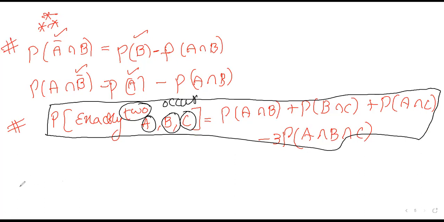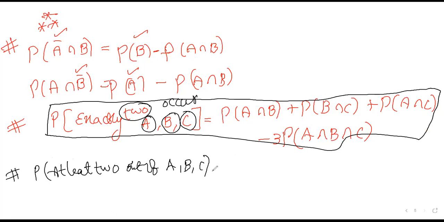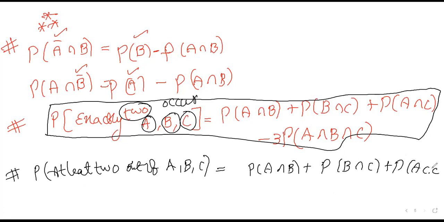Then at least two occur. Next is at least two occur. So that is P of at least two out of A, B, C. So that is P of A intersection B plus P of B intersection C plus P of A intersection C minus 2 times P of A intersection B intersection C. At least 2 means here you will get 2 times P. Then for all 3, you will get 3 times P.